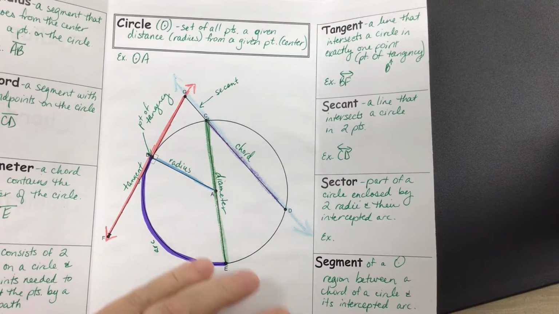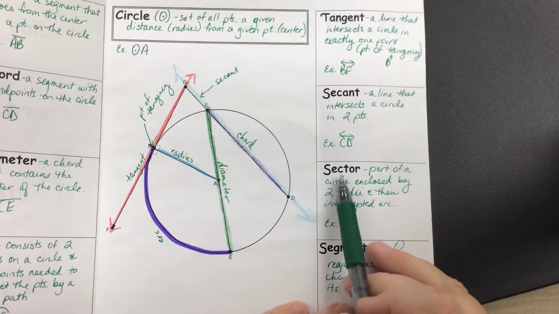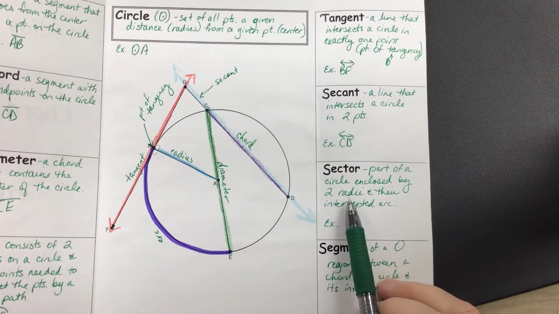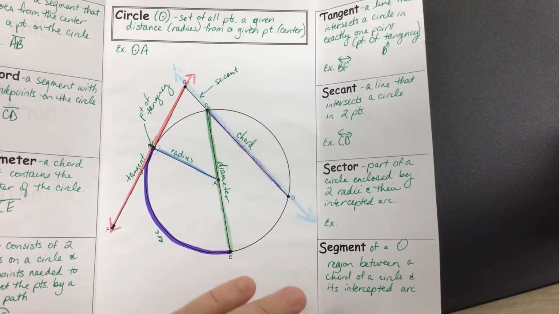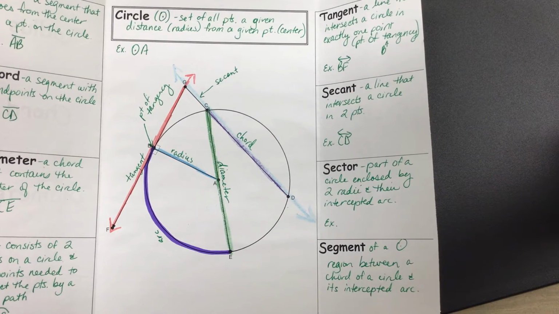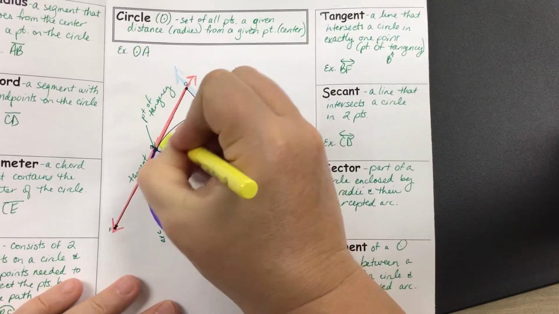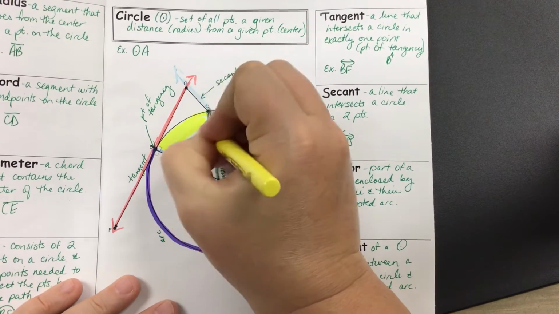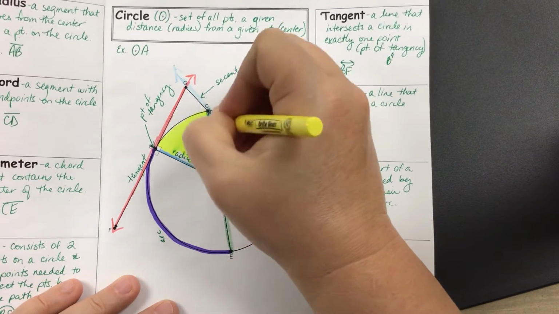Okay, we got 2 more parts here. So next word is sector. So a sector is part of a circle enclosed by 2 radii and their intercepted arc. So in this picture, a sector would be like this highlighted section here. It's like a piece of pizza or a piece of pie.